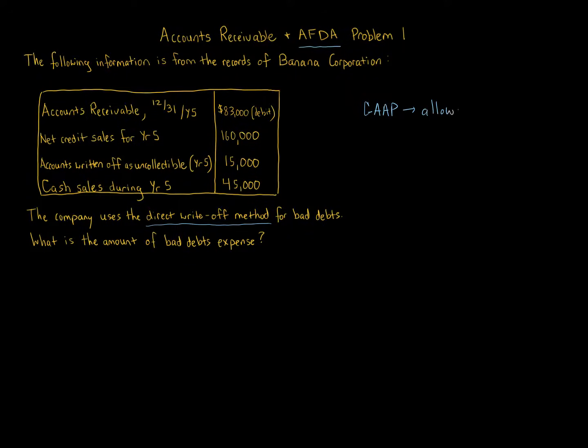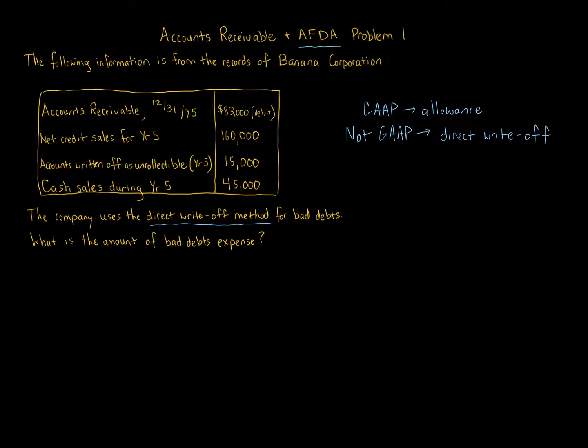However, some companies that do not follow or do not have to follow GAAP can use the direct write-off method, which is much simpler to understand. So, not GAAP, you can use the direct write-off method. By the way, the direct write-off method is what's used under tax law. When an account is considered uncollectible, it's just directly written off, making this a lot simpler.